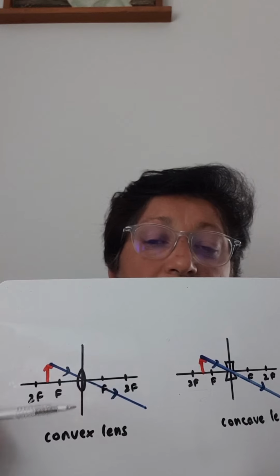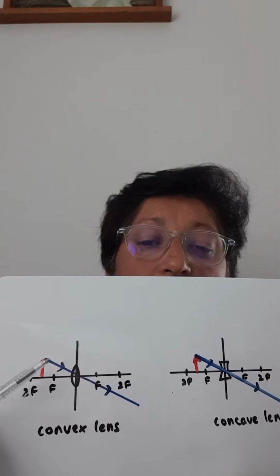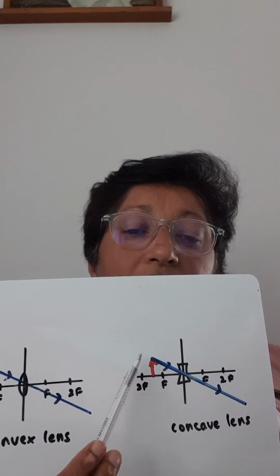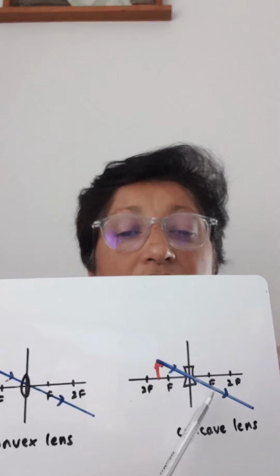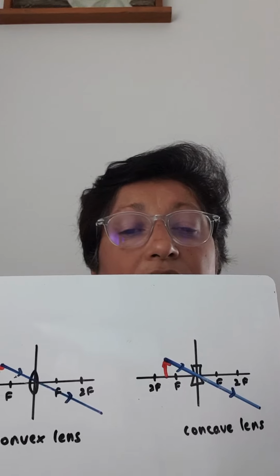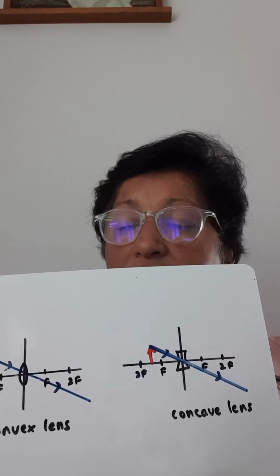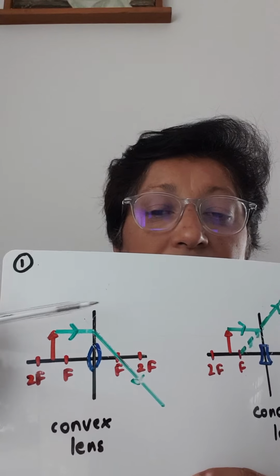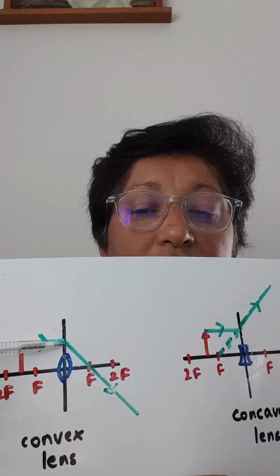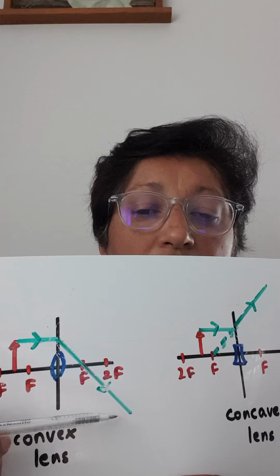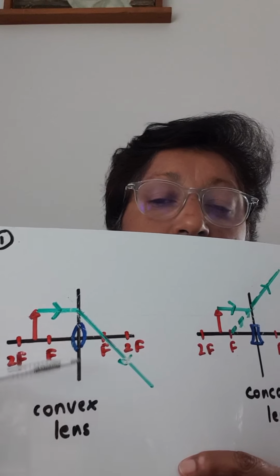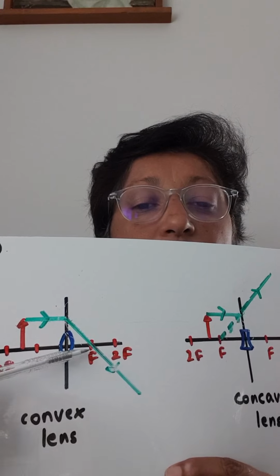The first rule is any ray going through the optic center will carry on along the same path. That's quite an easy one to remember. You just draw one line, and it goes through the other side of the lens. The second rule is any ray that is parallel to the principal axis will go through the focal point. It actually goes through the focal point for a convex lens, so it's got a real focal point.